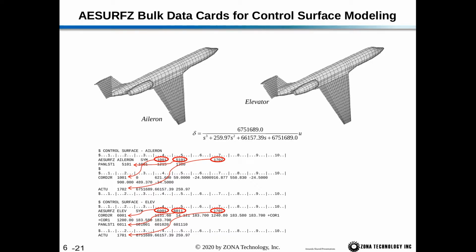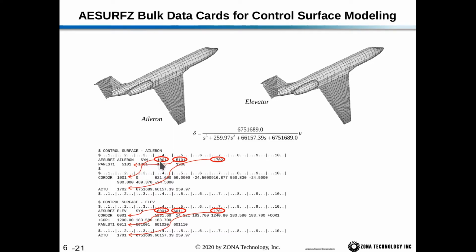So we have two control surfaces, the aileron, which we saw in the last slide, and then we see again here, and the elevator. This is our transfer function for the actuator for both the aileron and the elevator. So for the aileron, this is the AEserv-Z card. So we've named it aileron. This is a half-span model, and we have symmetric control surfaces. So for purposes of the gust load alleviation control law, we have a symmetric aileron controller.